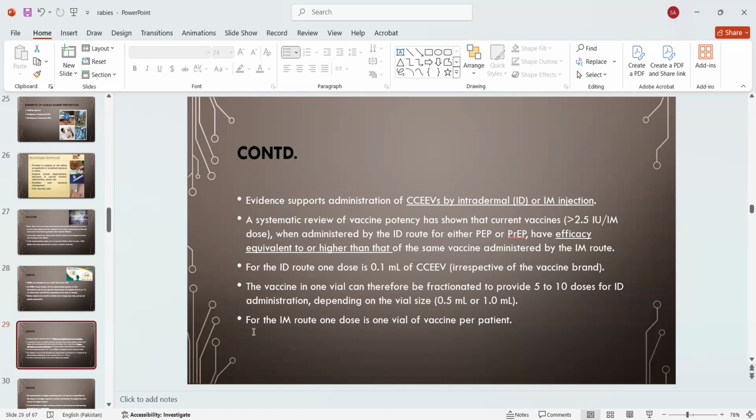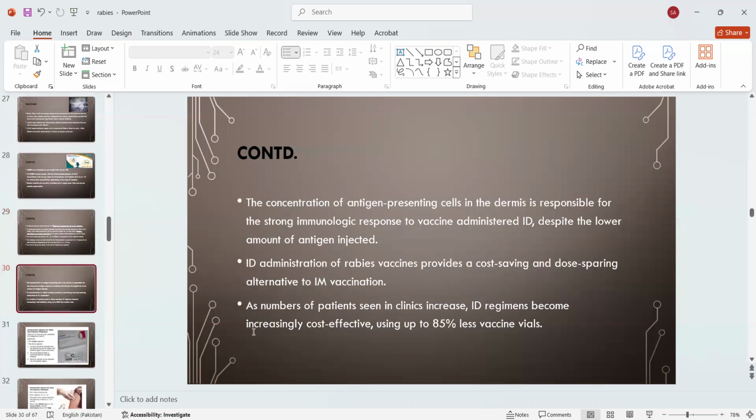For the intradermal route, one dose is 0.1 ml of cell culture vaccine. The vaccine in one vial can therefore be fractionated to provide 5 to 10 doses for intradermal administration, depending on the vial size. For the intramuscular route, one dose is one vial of vaccine per patient.